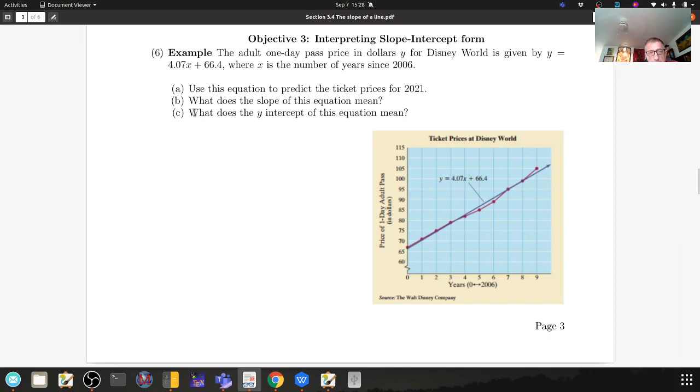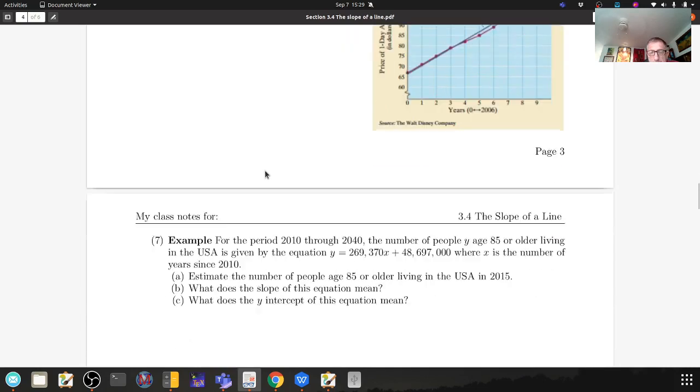And then the next question, what does the y-intercept of the equation mean? Well, the y-intercept is the value of y when x is equal to 0. And when is x equal to 0? When the year is 2006. So in the year 2006, the starting price, or the price of a one-day adult pass, is $66.40.